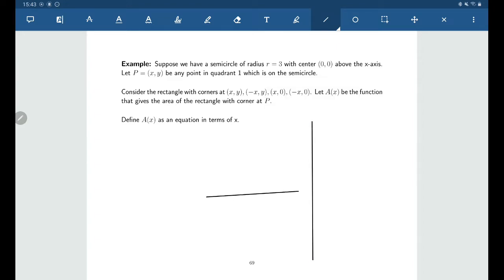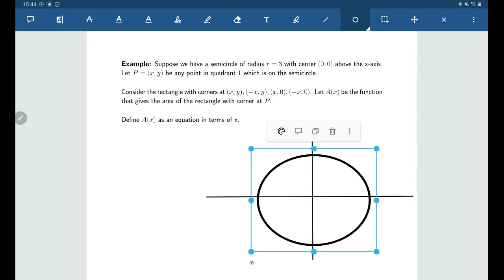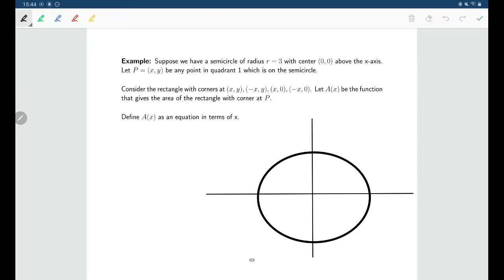If we were thinking about a circle with radius 3 centered at the origin, then you would know what the equation of that should be. That should be x squared plus y squared is equal to 3 squared, or 9. That would be a circle centered at the origin with radius of 3. But this is a semicircle. It's only the top half, the part that's above the x-axis. And so it's this part of the circle where the y values are only positive that we're interested in.